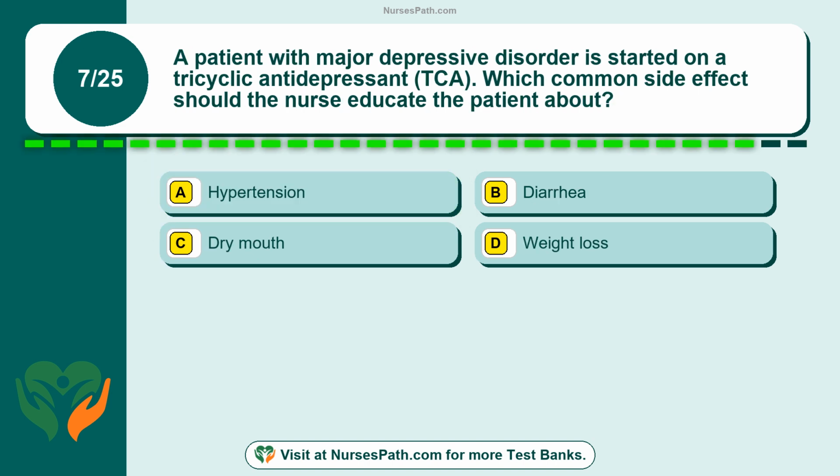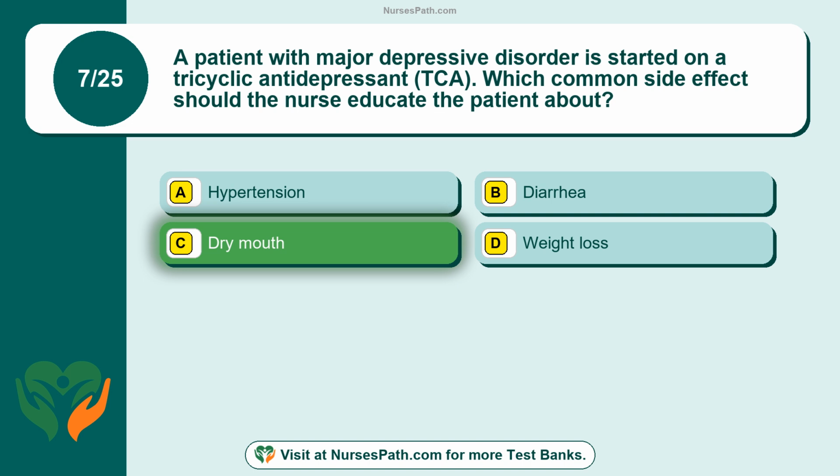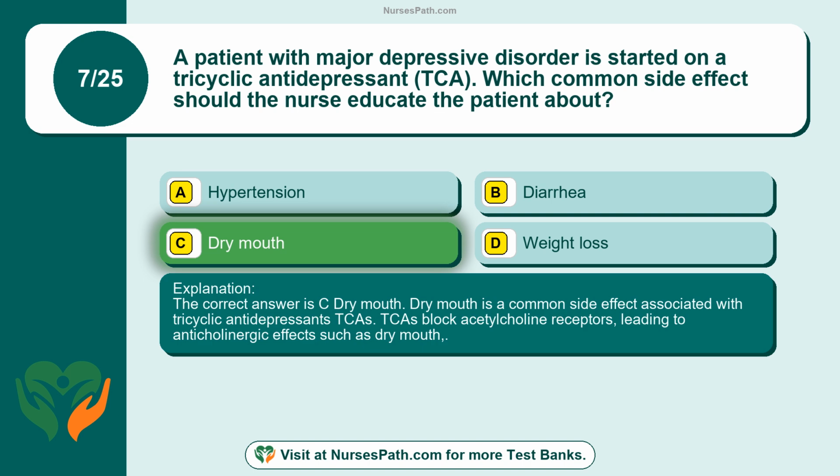Question 7. A patient with major depressive disorder is started on a tricyclic antidepressant, TCA. Which common side effect should the nurse educate the patient about? Option A. Hypertension. Option B. Diarrhea. Option C. Dry mouth. Option D. Weight loss. The correct answer is option C. Dry mouth. Dry mouth is a common side effect associated with tricyclic antidepressants, TCAs. TCAs block acetylcholine receptors, leading to anticholinergic effects, such as dry mouth.